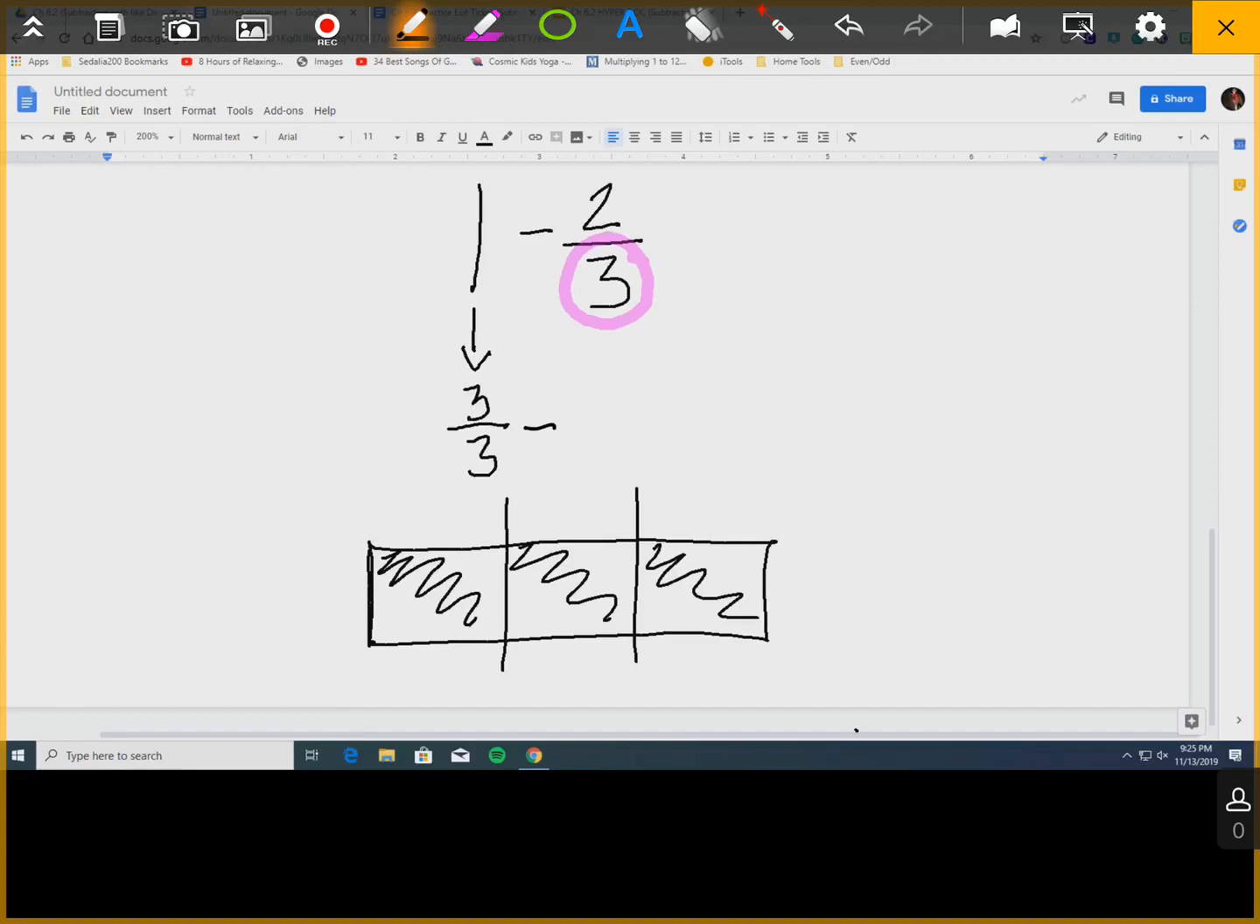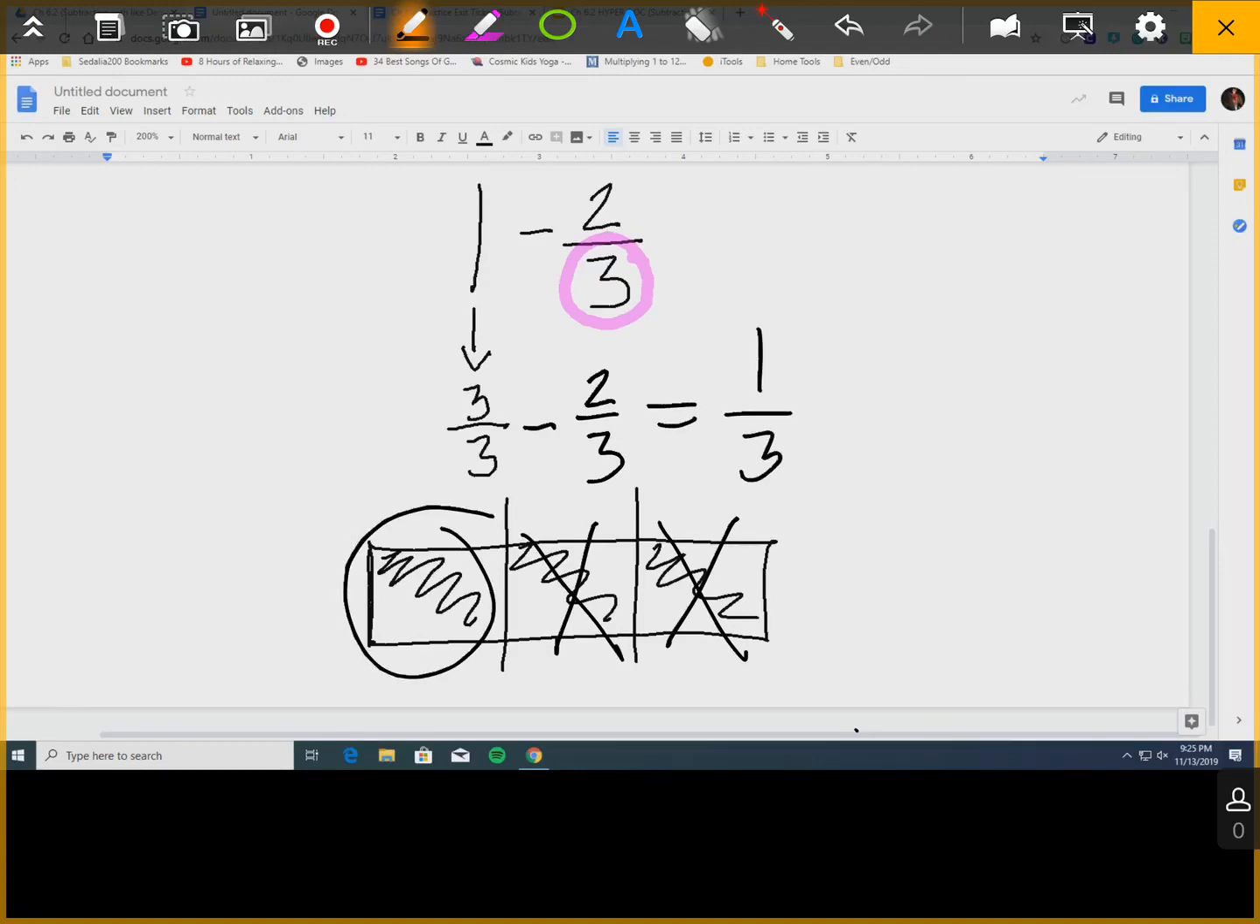Now let's take away that 2/3. And that's going to leave me with my 1/3. To check this, I could go 1/3 plus 2/3 is the same as 3/3. 3/3 is what we started with, our 1 whole.